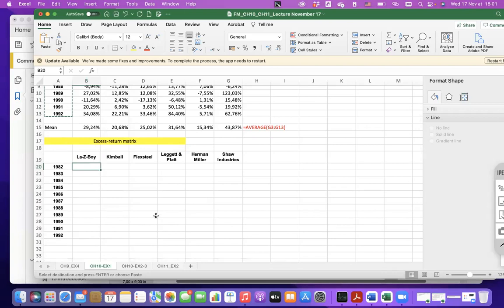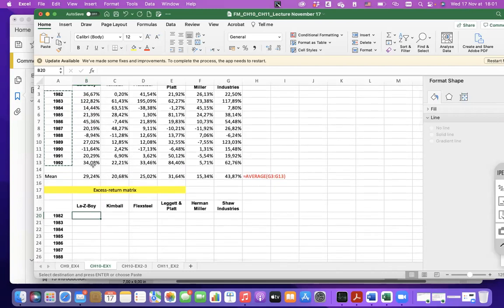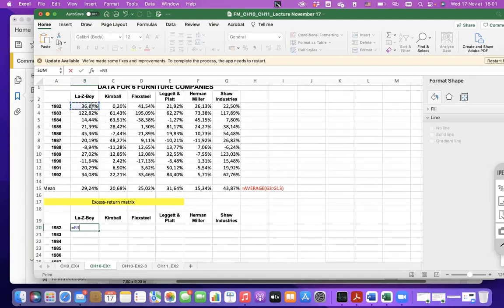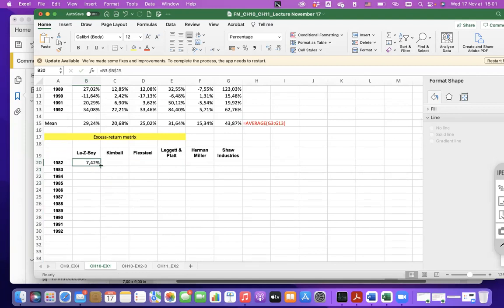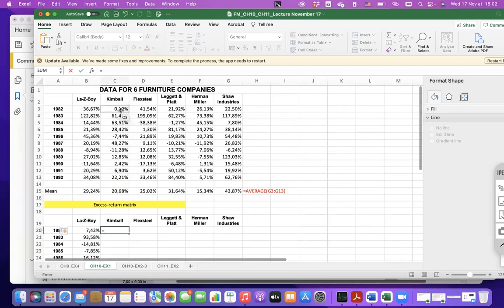So the excess return matrix. For each column, now we'll replace the returns by the excess return, which is the difference between the return and the average. So for the first company, equal to the first annual return minus its mean. The mean is by nature constant, so we should fix the cell by adding the dollar sign. 7.42%. And then scroll down for the remaining dates. Do the same thing for Kimball, Flex Steel, Leggett, Herman, and Shaw. So equal to the first return minus the corresponding mean without forgetting the dollar sign.